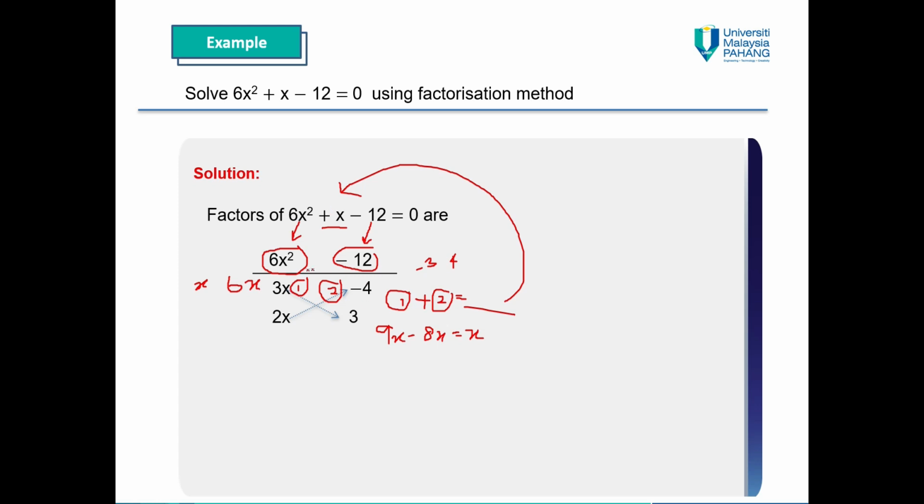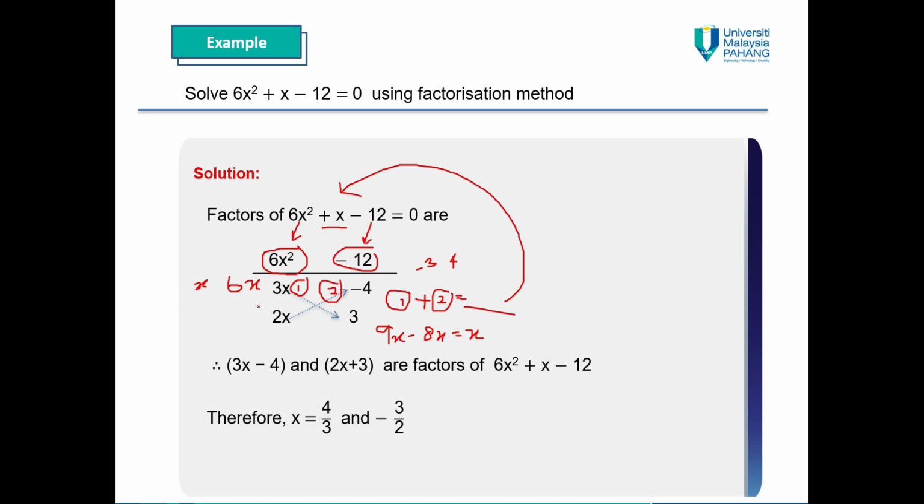So that means the table is correct, so we can take out the factors of the equation. So 3x minus 4 is the first factor, the first bracket, and 2x plus 3 is the second bracket, the second factor. Equalize to 0, so you are getting x equal to 4 over 3 and x equal to minus 3 over 2 as the solution. So these values are the roots of this equation.